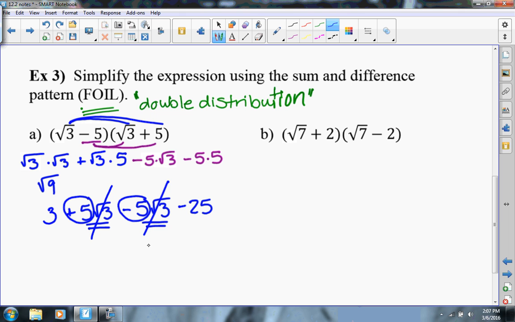And that's because I have a sum and difference pattern. I have one term with a plus and one term with a minus. So now all I really have to do is 3 minus 25, which is a negative 22.